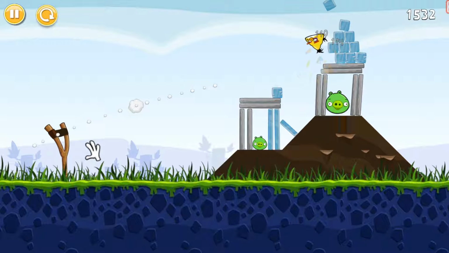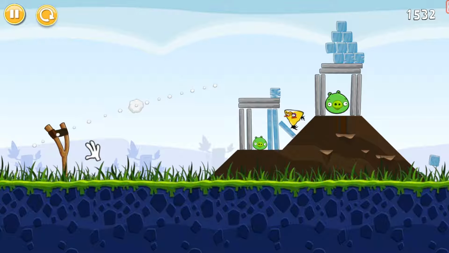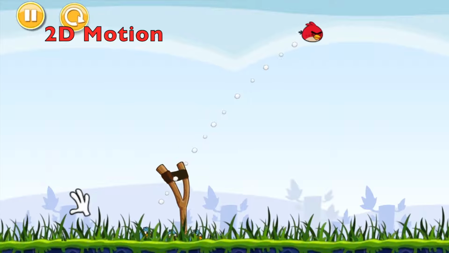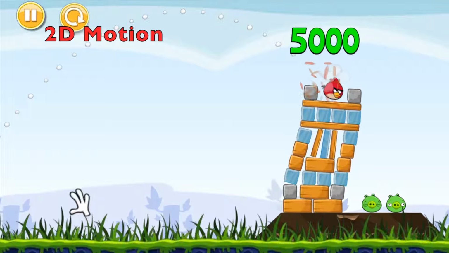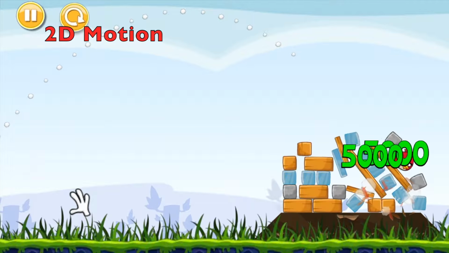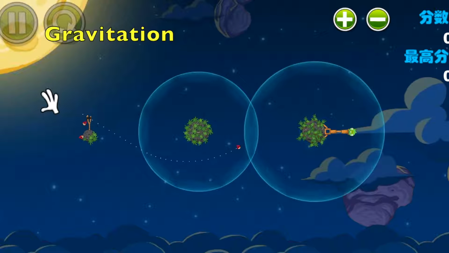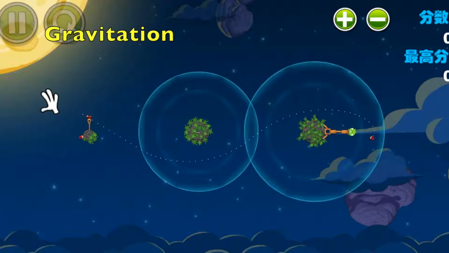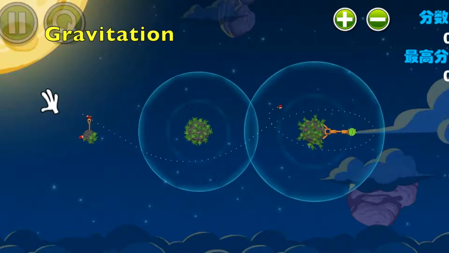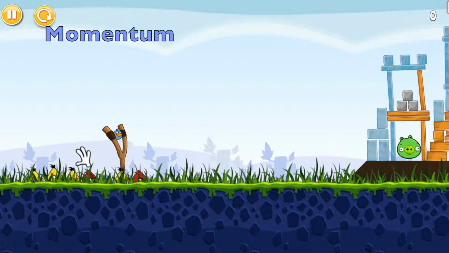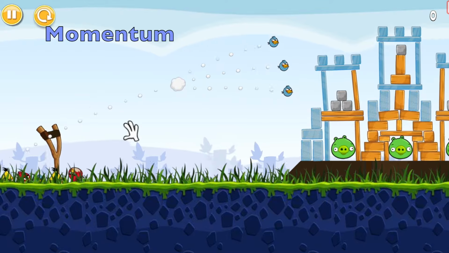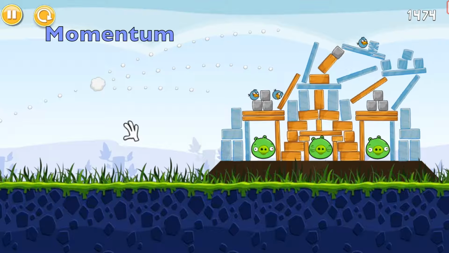In this video, we'll be discussing various concepts of physics that apply to Angry Birds, including projectile motion and how to describe a bird's parabolic path. Gravitation, where we'll figure out how gravity influences a bird's motion. And finally, the conservation of momentum and how it applies to various birds' power-ups.